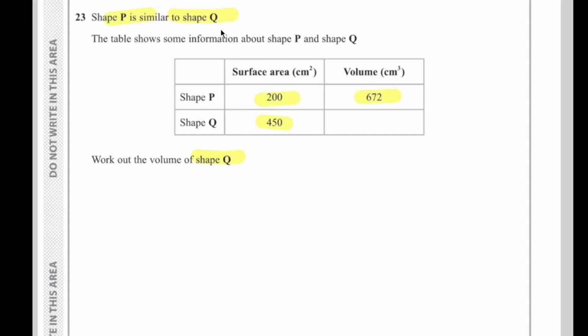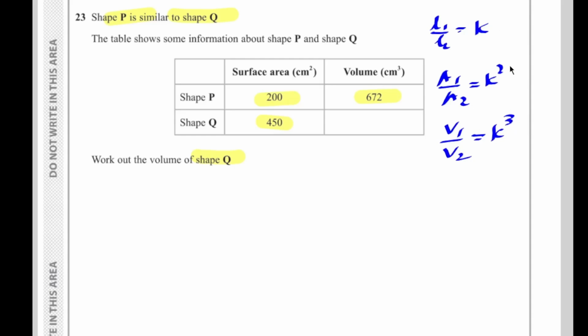Now, similar figures. As soon as you have to deal with similar figures, you have to remember the three equations. Length ratio L1 over L2 equals K. K is the scale factor, the linear scale factor. Next one is A1 over A2 equals K squared. This is the area scale factor. Whenever you have the linear scale factor, by squaring it, you can get the area scale factor. The other one is the volume scale factor. V1 over V2 equals K cubed. So if you have any of these scale factors, you can get the others.